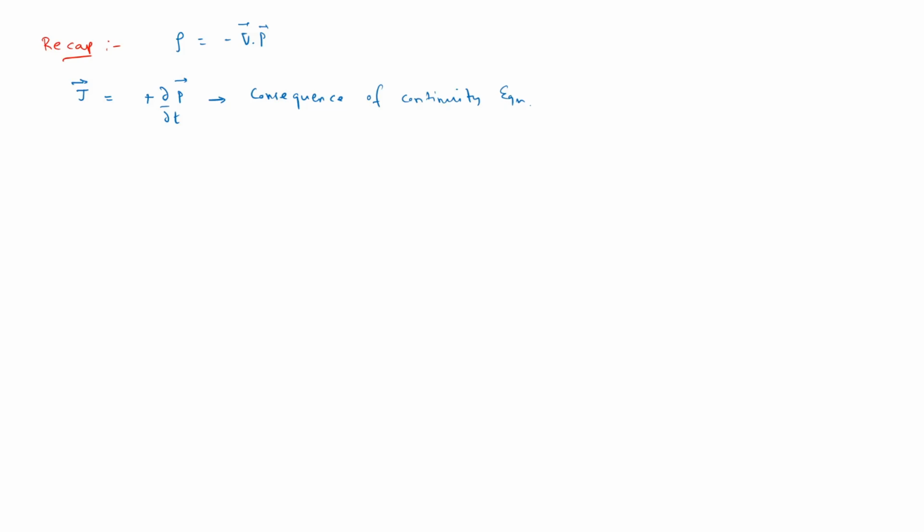And from the continuity equation, what was the continuity equation? This is divergence of J plus the time derivative of rho is equal to 0. As a consequence of this, we have this relation J is equal to the time derivative of P. Furthermore, we had this relation: rho total is equal to rho plus rho external. Similarly, J total is equal to J plus J external.